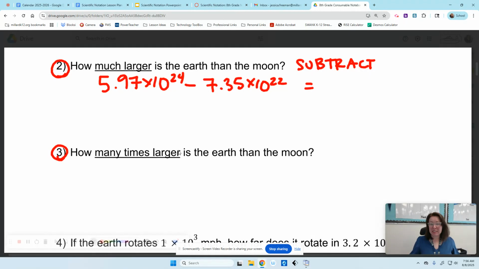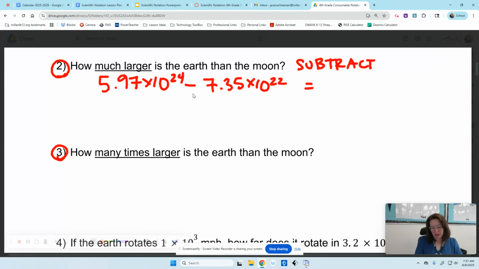How many times larger is the Earth than the moon? That's like saying, hey, here's the Earth. How many times can I fit the moon inside the Earth? So I'm taking the Earth and splitting it up into chunks that are the size of the moon. So I'm going to divide. This is the one time you cannot just type it in the calculator the way I've done before. If you use the divide symbol right here, order of operations messes the whole thing up.